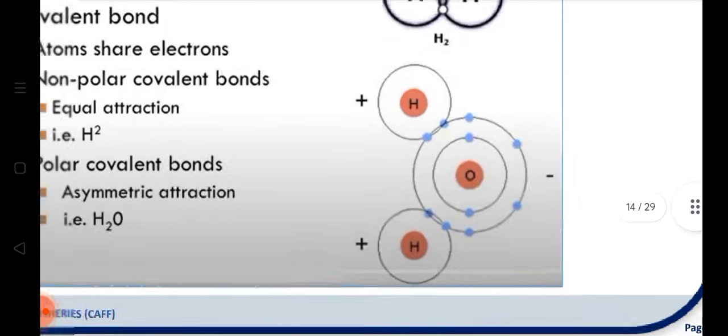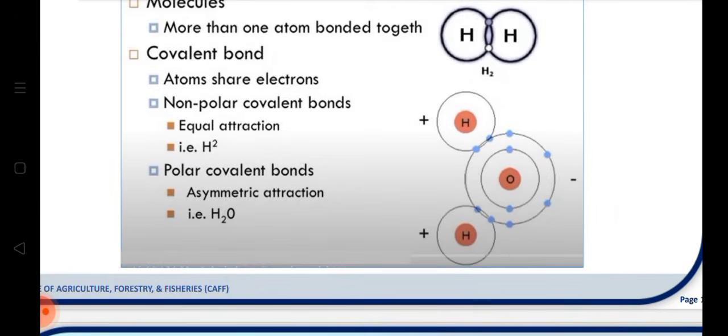So please remember the difference between the two. Nonpolar covalent bonding: equal sharing of electrons. Polar covalent bonding: unequal sharing of electrons. This creates partial charges, like partially negative oxygen and partially positive hydrogen in the case of water.